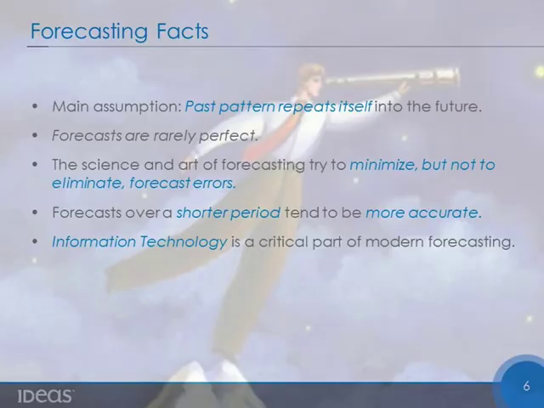When we make a forecast, we assume that the past pattern will repeat itself in the future, but this is not always the truth. Forecasts are rarely perfect, so the science and art of forecasting is to try to minimize but not to eliminate forecasting errors. By common sense, we know that forecasts over a short period of time are more accurate than a long period of time. And information technology is a critical part of modern forecasting.